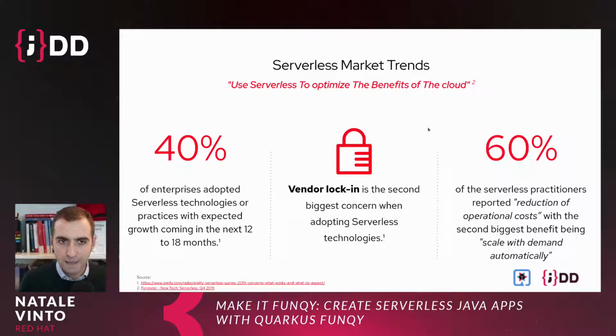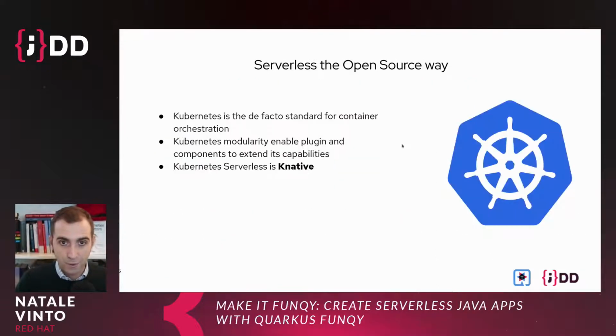Before going into the main topic of today, some trends. So 40% of enterprises say they have adopted already serverless. 60% would like to reduce operational cost. Everyone is looking for removing any vendor lock-in. And the biggest concern with adopting serverless is this one: how to avoid the vendor lock-in. Because serverless is very popular across public clouds, but how can we have something that is agnostic and consistent everywhere?